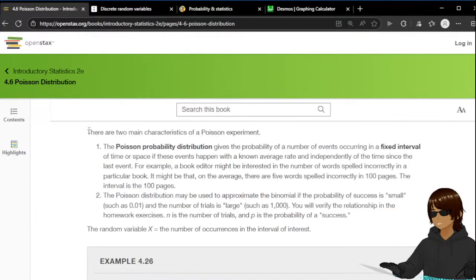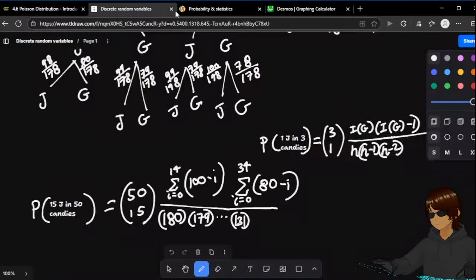Poisson distribution. The two main characteristics of a Poisson experiment. The Poisson probability distribution gives the probability of a number of events occurring in a fixed interval of time or space, if these events happen with a known average rate independently of the time since the last event. For example, a book editor might be interested in the number of words spelled incorrectly in a particular book. It might be that on average there are 5 words spelled incorrectly in 100 pages. The interval is 100 pages.